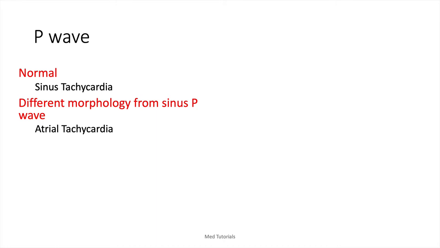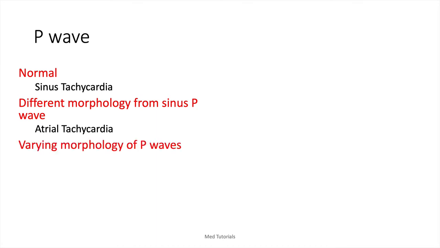So different morphology from the sinus P wave is seen in atrial tachycardia, but that can be difficult if the patient is presenting to you for the first time in atrial tachycardia, because you have no idea what his P waves normally look like. If he comes to you with an old ECG taken at a time when he had sinus rhythm, and you see that the P waves are different in morphology when he had a normal heart rate and now when there's tachycardia, that is evidence that he's having atrial tachycardia.